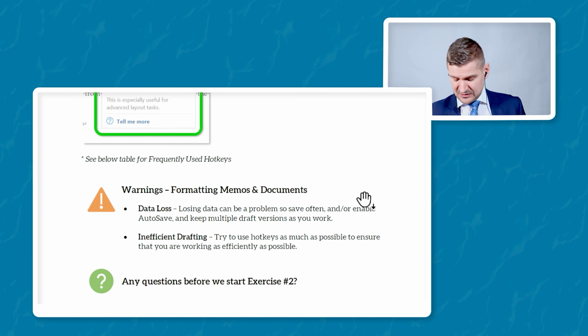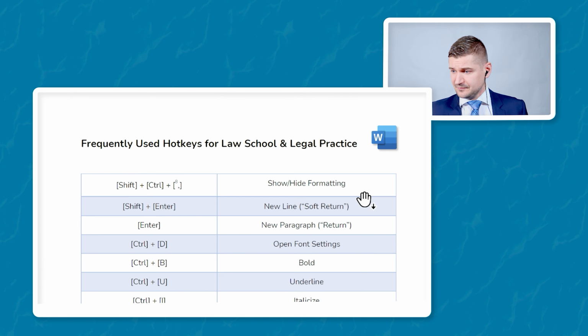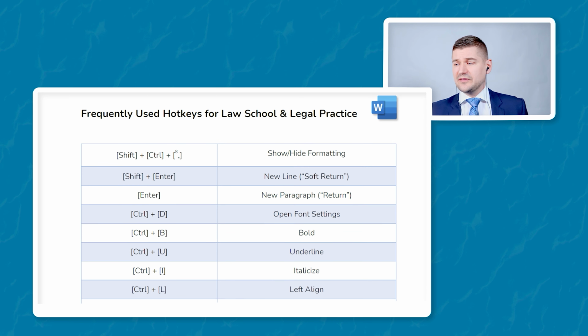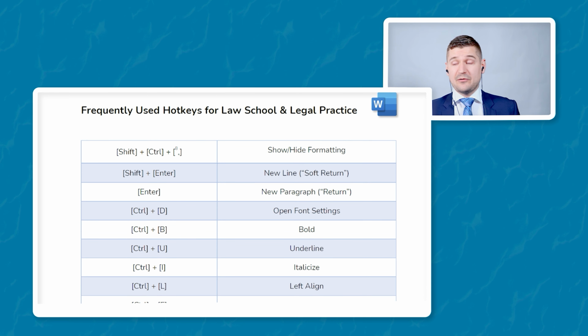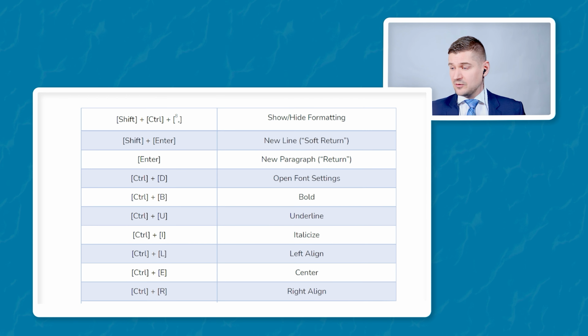And on the next page, I'll just show you quickly, and then we'll go back up. These are all of the different kinds of shortcut keys that I recommend using when you use Microsoft Word, showing and hiding the formatting, new line, doing a soft return, doing a paragraph.